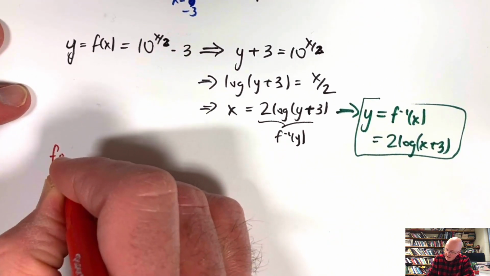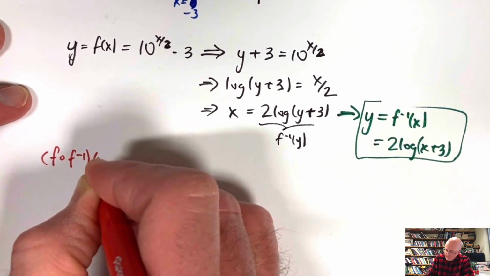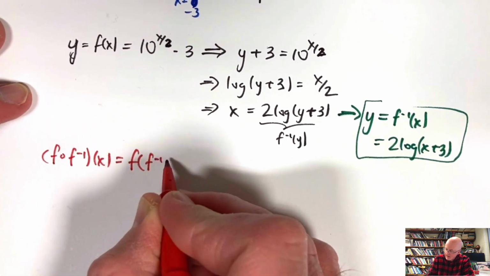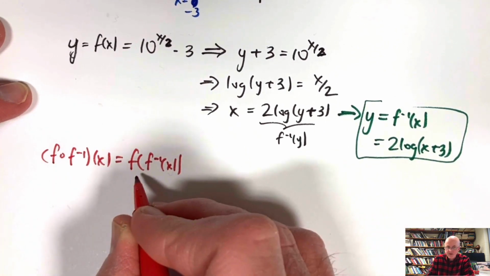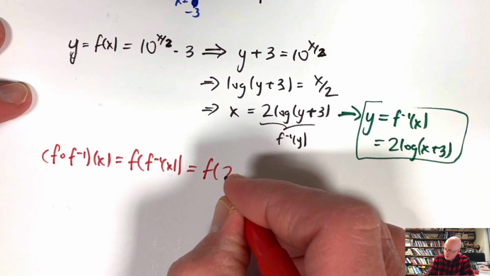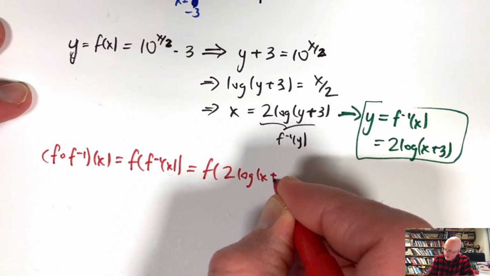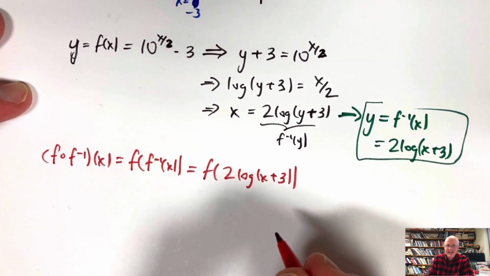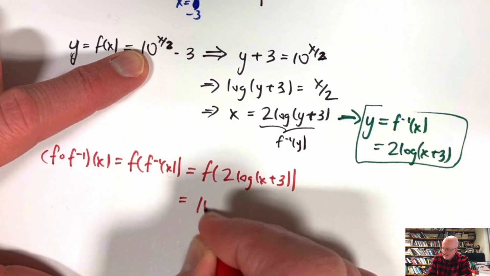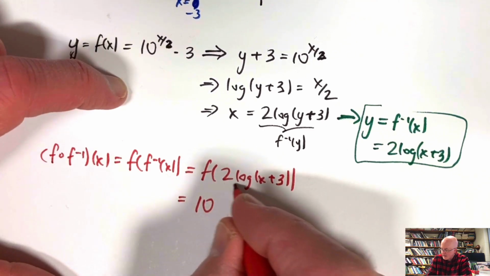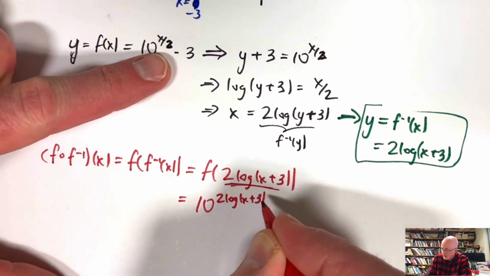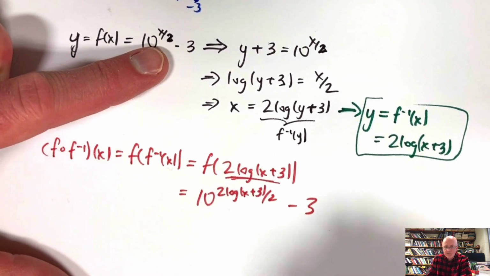F compose f inverse of x. The circle means compose. Maybe you haven't had a teacher who showed you that before, but a more common way to write that is f of f inverse of x. F inverse of x is 2 log of x plus 3. If I plug that into f, meaning this function right there in place of x, what do I get? I get 10. The x has to be replaced by this entire thing, 2 log of x plus 3. Don't forget to divide by 2 and then subtract 3.